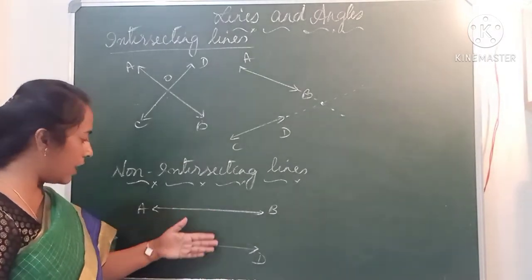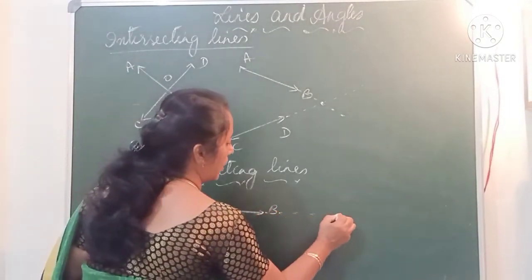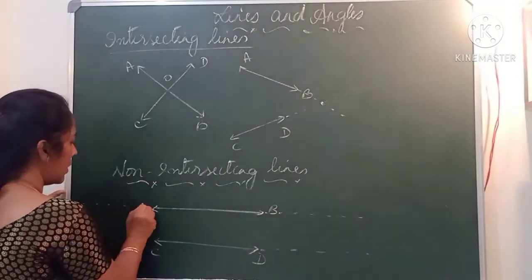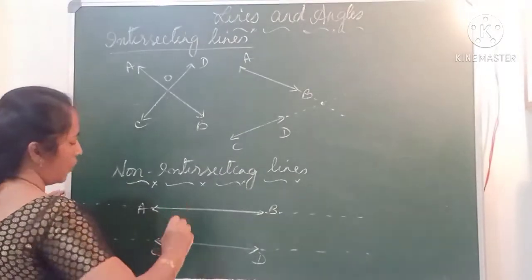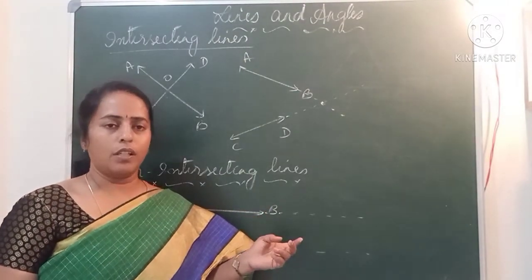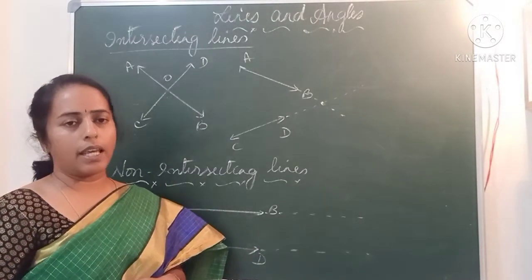Now let's see this example, AB and CD. If you produce these two lines indefinitely, they won't meet each other. For example, railway tracks, they won't meet each other. Such lines are called non-intersecting lines.